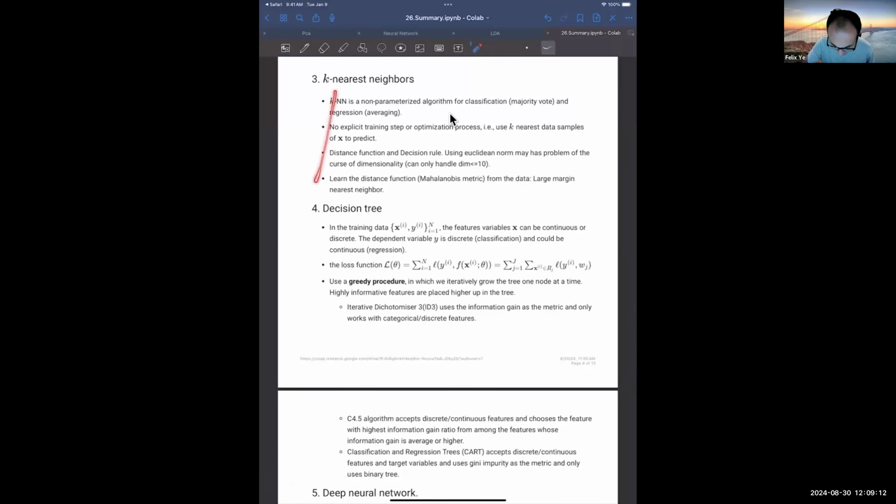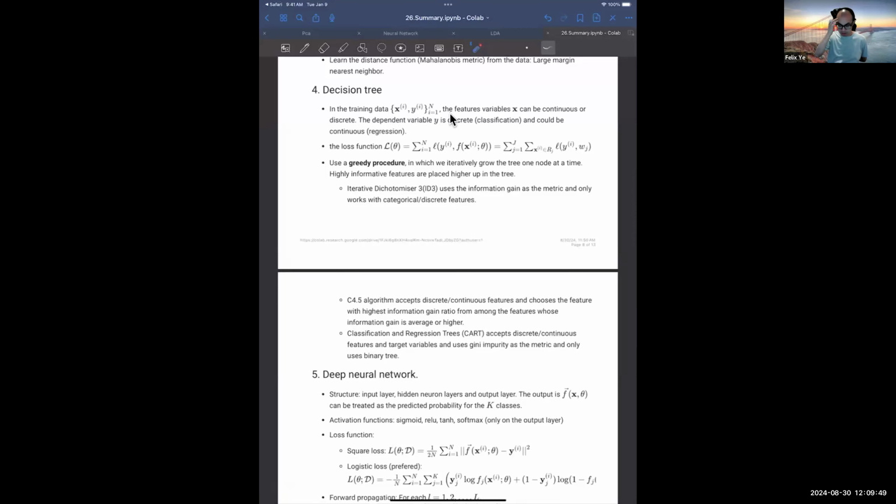K-nearest neighbor, I just very briefly mentioned this in the first lecture. This is really simple. It's a non-parameterized algorithm. There's no training needed, and we can make a prediction directly, using the k-nearest data samples. The key is that the distance function is very expensive to calculate, so we need to find a way to calculate these distance functions efficiently.